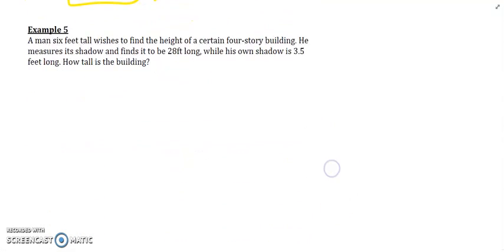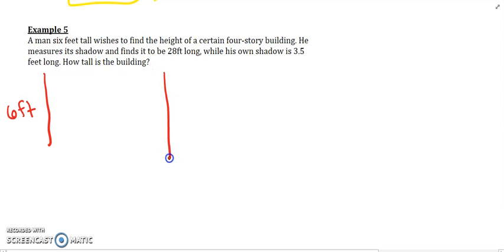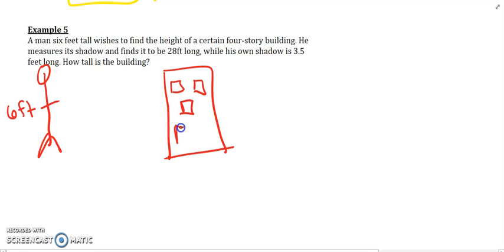Example 5. A man 6 feet tall wishes to find the height of a certain 4-story building. He measures its shadow and finds it to be 28 feet long, while his own shadow is 3.5 feet long. How tall is the building? Okay, so what you have here is you can kind of picture a 6 foot tall man and a building. So here's the man, here's the building. They're not the same height, even though they look like it. Okay, whatever. The model doesn't actually have to have pictures with it.